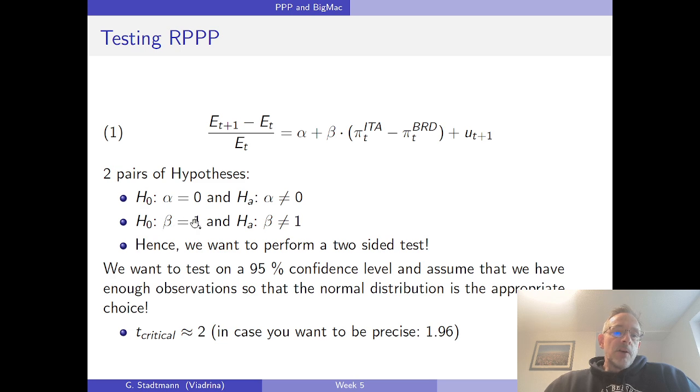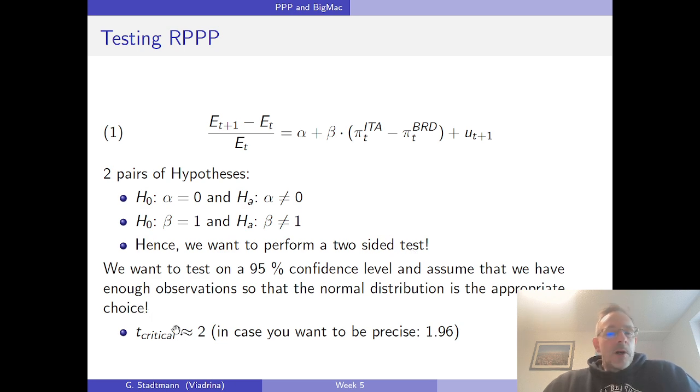With respect to the slope, the null hypothesis is that beta is equal to 1. And the alternative hypothesis is that beta is unequal to 1. When we write down the hypotheses in this way, we know that we want to perform a two-sided test. In my class, we always want to test at a 95% confidence level, and we are also assuming that we have enough observations so that the normal distribution is the appropriate choice.